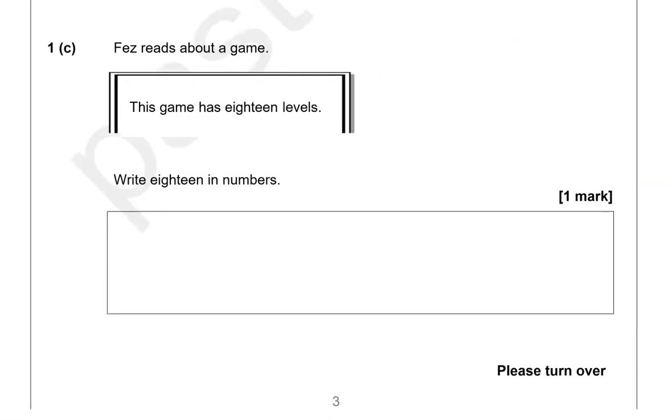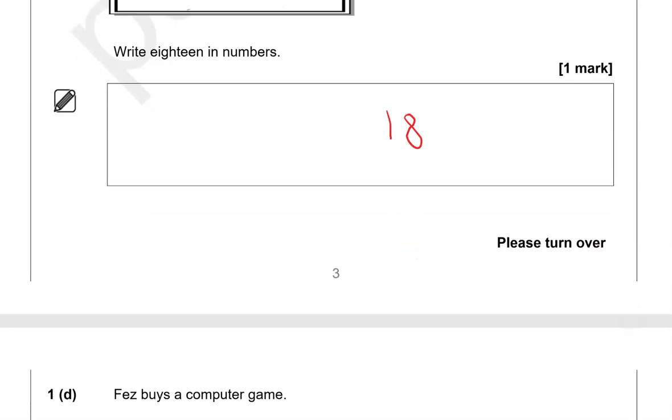Fez reads about a game. This game has 18 levels. Write 18 in numbers. So 18. That's how you write 18 using digits or numbers.